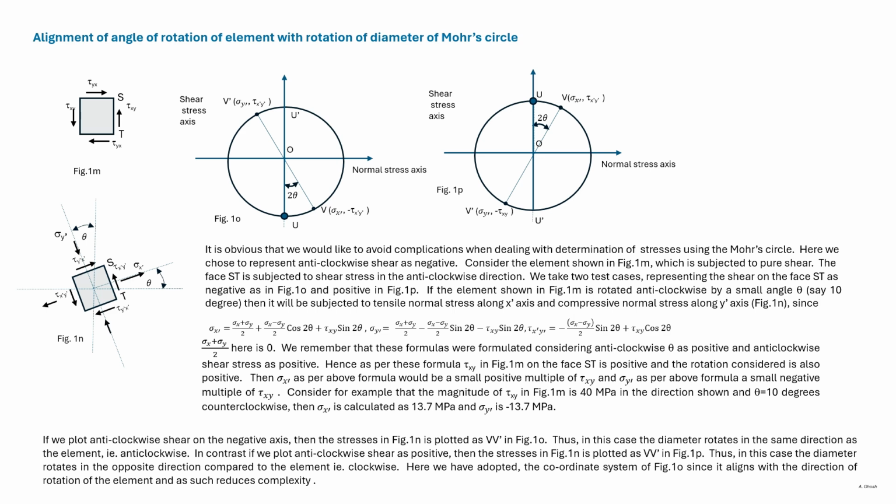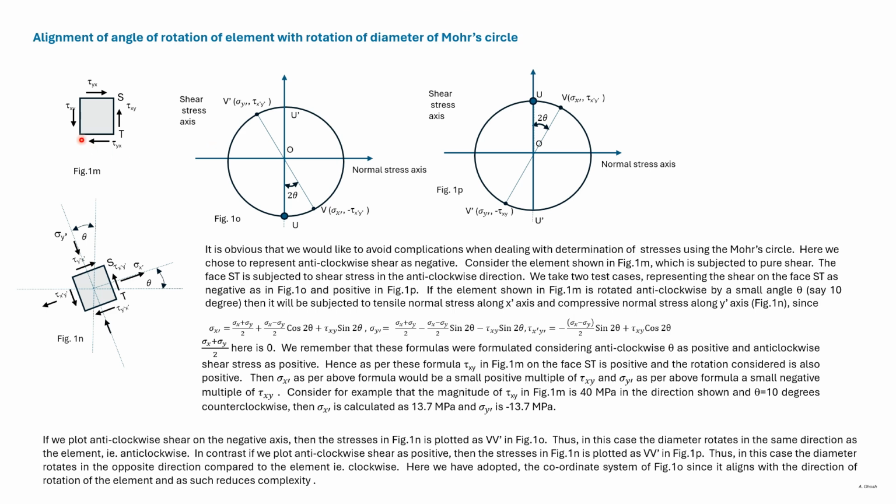We earlier mentioned that we plot the anticlockwise shear stress on the negative half of the Mohr circle. This is for convenience. Analysis becomes easier with this configuration. This is demonstrated here. Two Mohr circles are shown. In this Mohr circle, the anticlockwise shear stress is plotted in the negative half of the y-axis, and in this Mohr circle, the anticlockwise shear stress is plotted in the positive half.